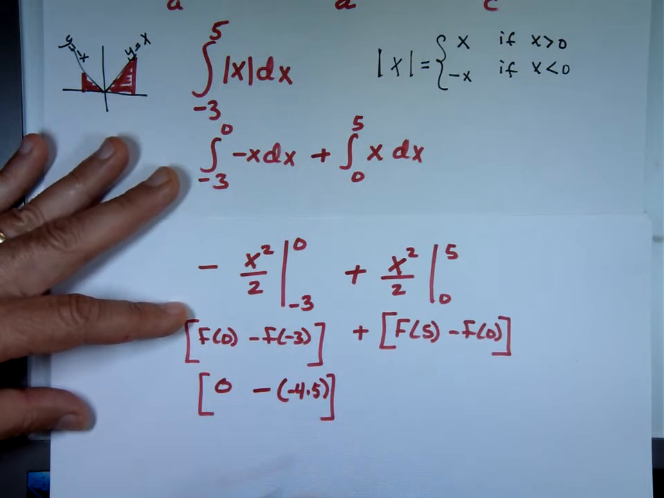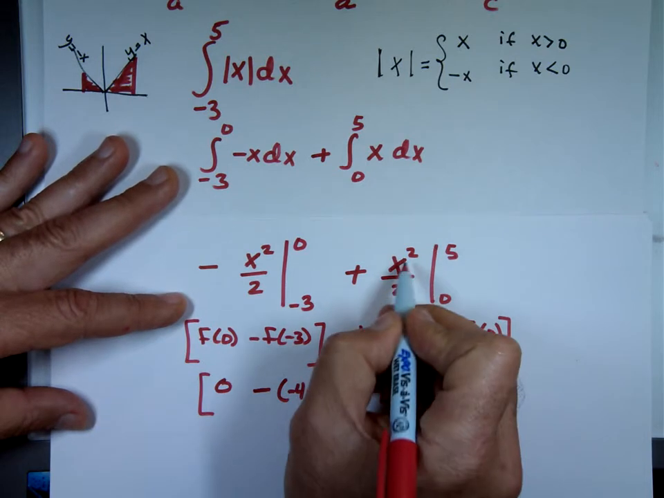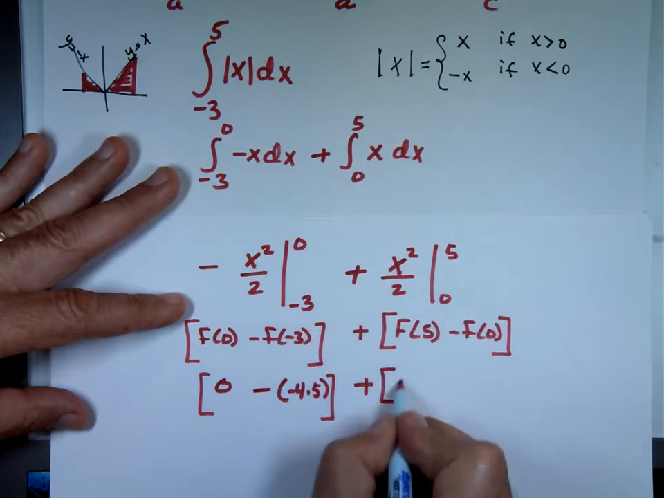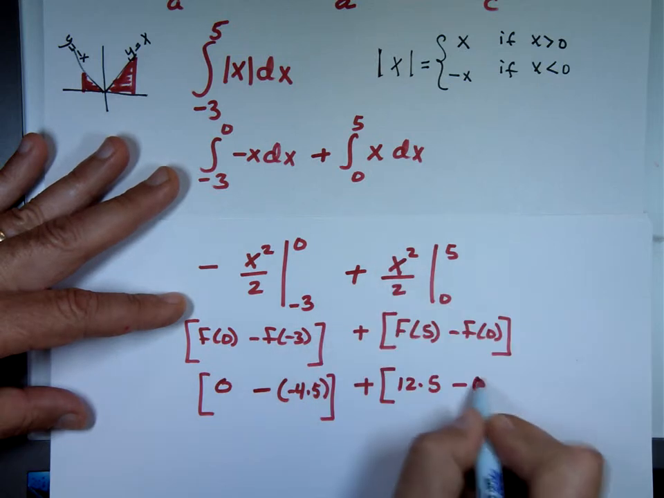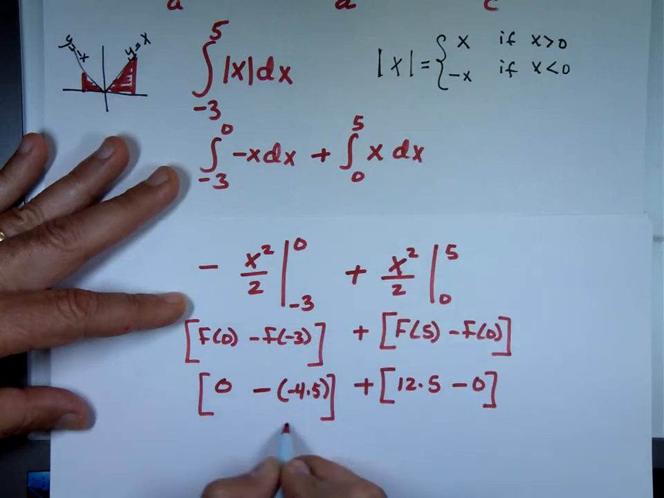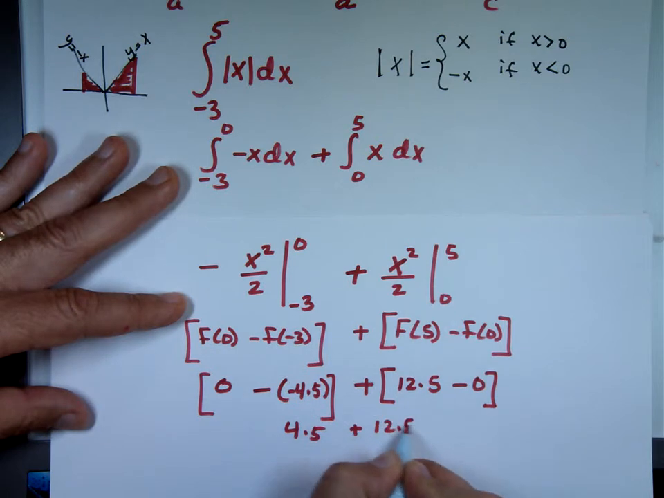What's f of 5? 5 squared, 25 over 2, 12 and a half. What's f of 0? That's positive 4.5 plus 12.5, and my answer is what, 17?